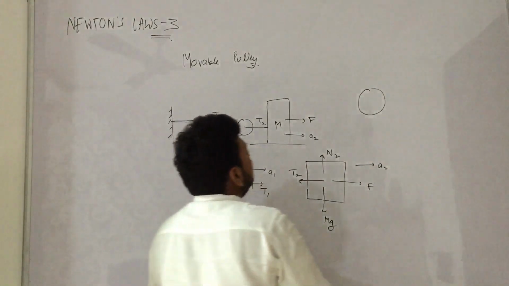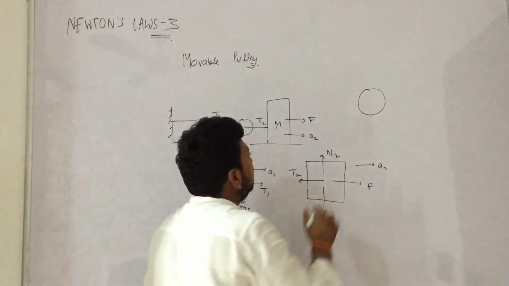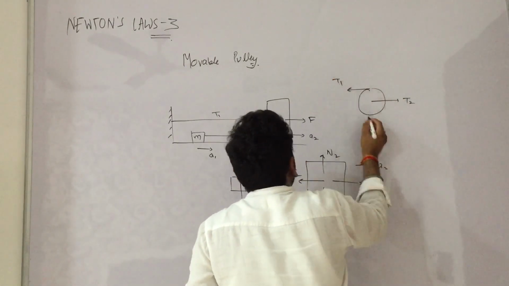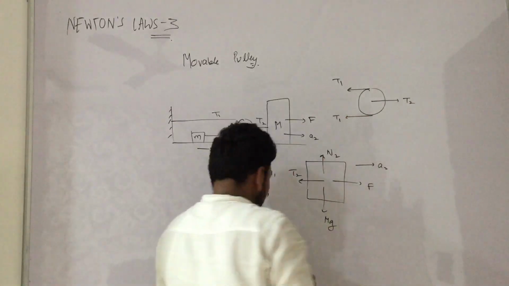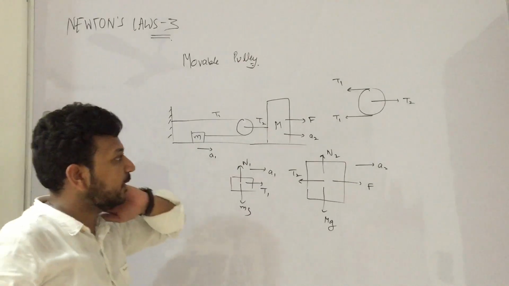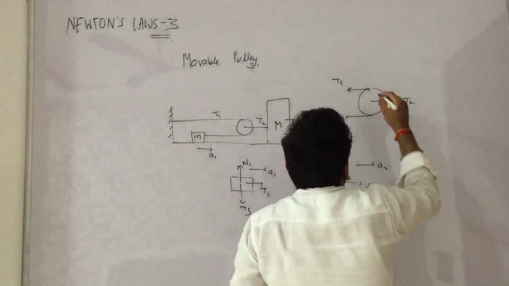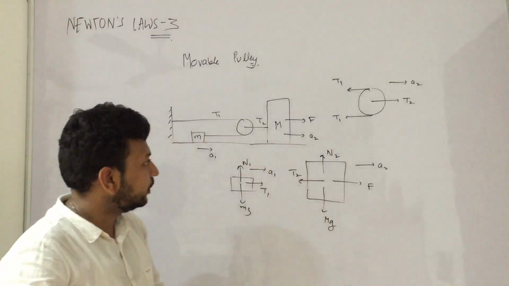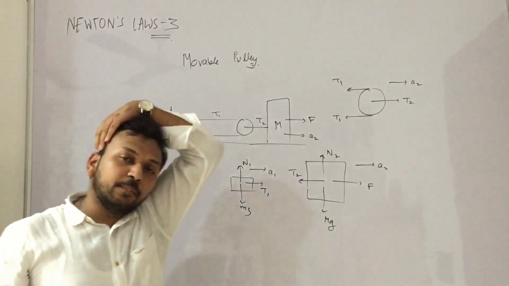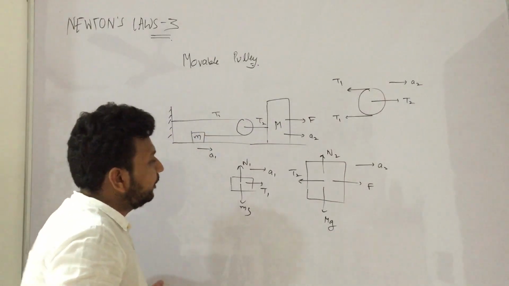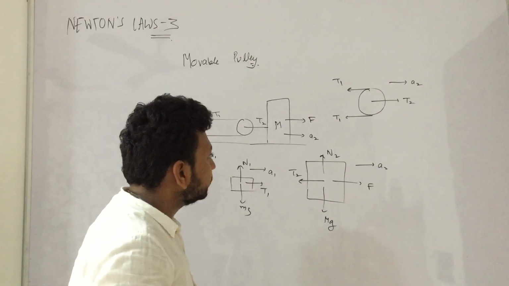So what about this pulley? The pulley is massless. Here it is T2, and here T1 and T1. Now tell me the acceleration of this pulley. This pulley is directly attached to capital M, so the acceleration of this pulley will be A2. It will not be A1. So this is the complete FBD: mg, T1, N1, A1 and all these things.